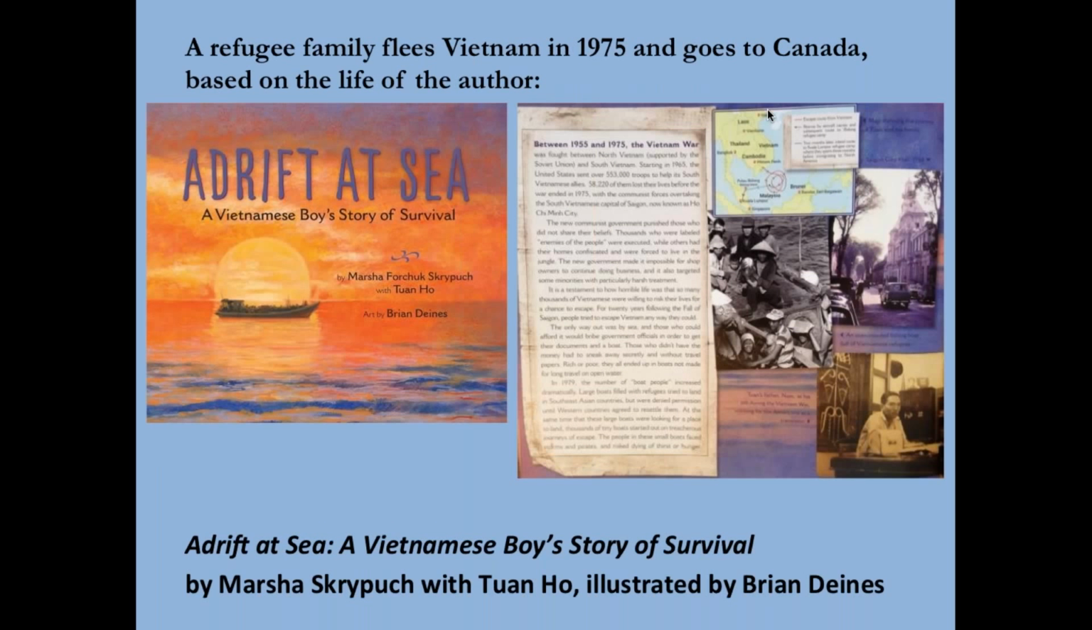Moving back in time a bit, this book, Adrift at Sea, is about a refugee family who flee Vietnam in 1975 and go to Canada, based on the life of the author. And here's some of the back matter, actual photographs, maps, and explanations. It's really good for kids to see the teachers reading, looking at, admiring, taking note of that back matter. So they too will be encouraged to find out more about how authors and illustrators create a story.